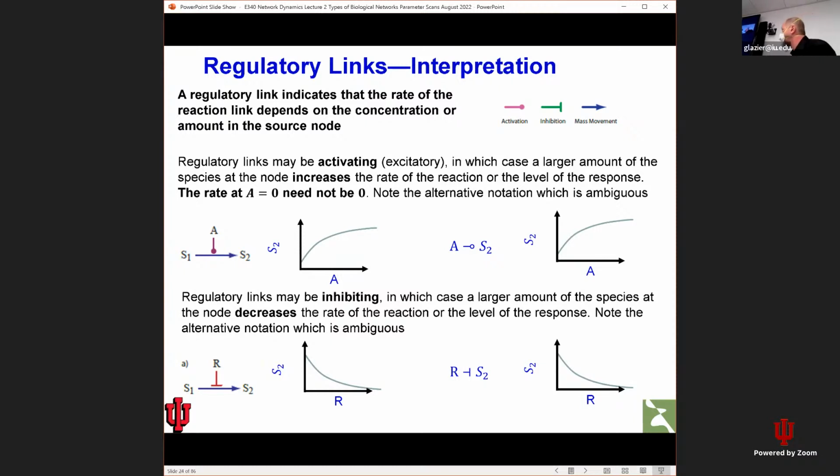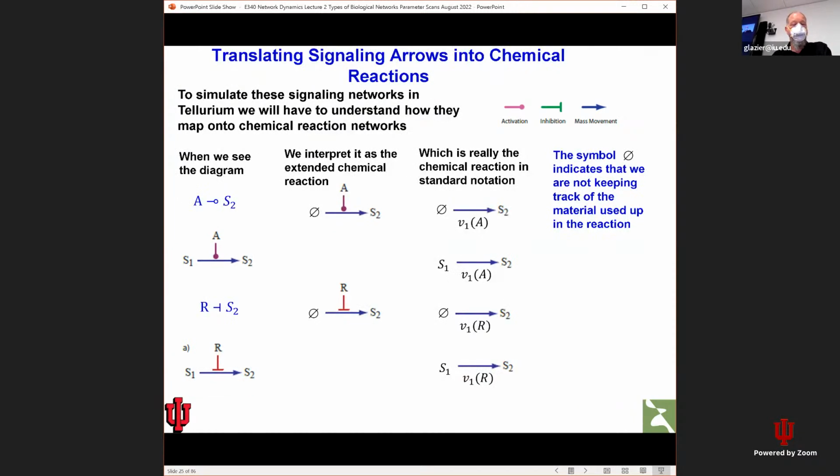We'll see some alternative notation, which is very compressed, like A lollipop S2. And that doesn't really make any sense. What that really means is that something I don't know about is producing S2, and A is regulating the rate of production of S2. Again, this will make a lot more sense later, but you're going to run into it in some of Herbert's discussion and homework in chapter 1.